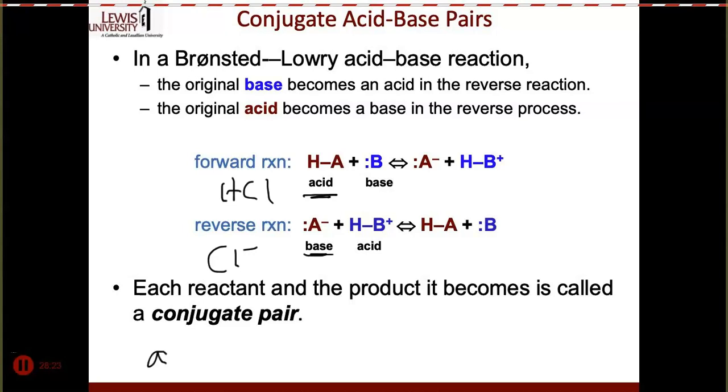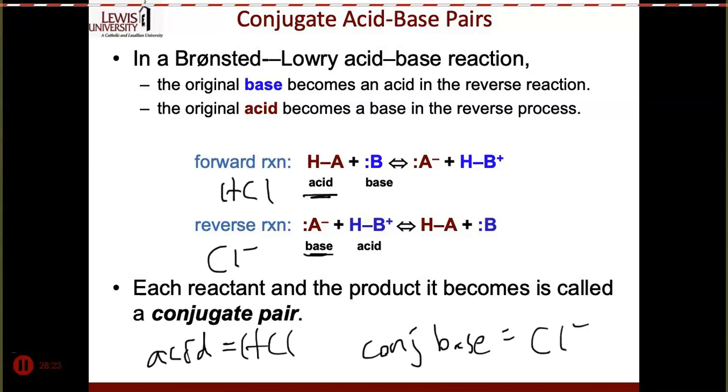So we would say, okay, the acid then is HCl, and its conjugate base pair is Cl minus, right? So every acid and every base has a conjugate pair that is complementary, okay? So if we think about this reaction, HCl is our acid, Cl minus is our conjugate base. Well, if H2O is our base, what is the conjugate acid pair? It is H3O plus, okay?